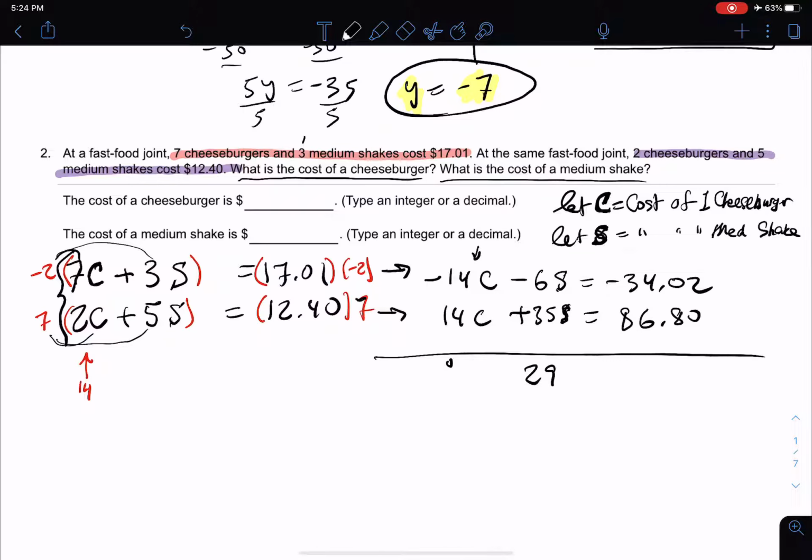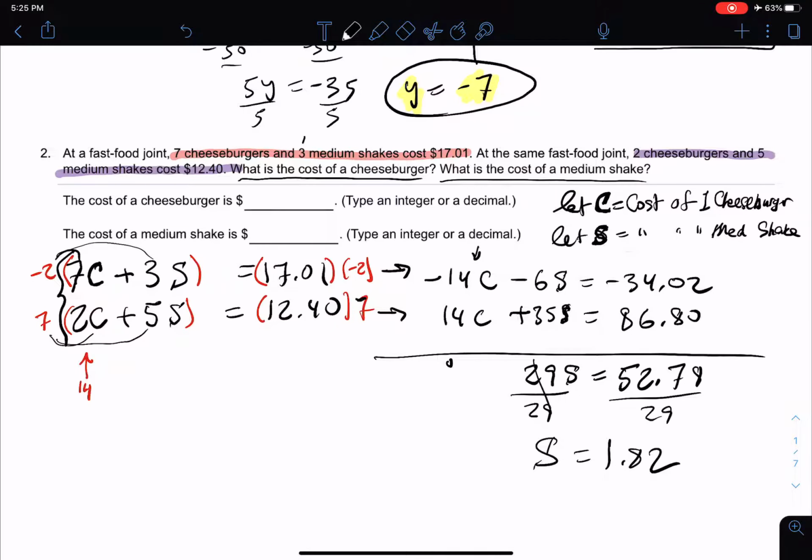29s. And then we've got negative $34.02, and then plus a positive $86.80. This becomes $52.78. Divide by 29 because we want to solve for s. And we get $1.82.